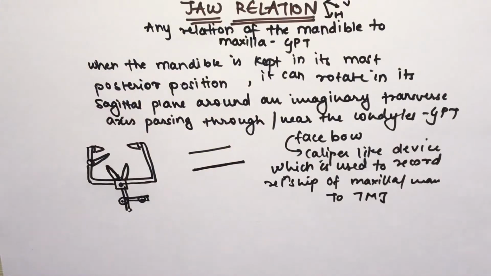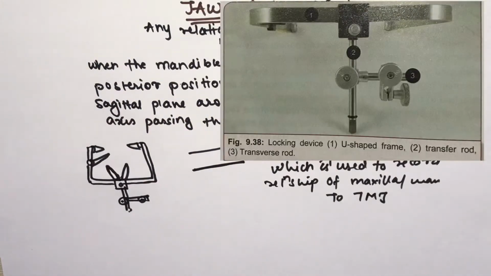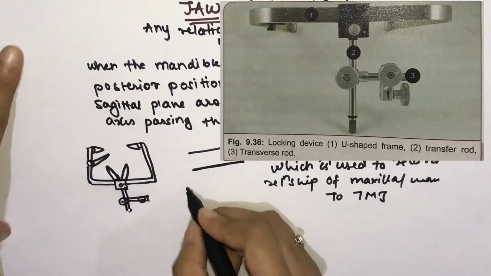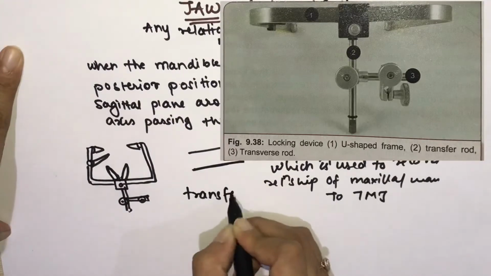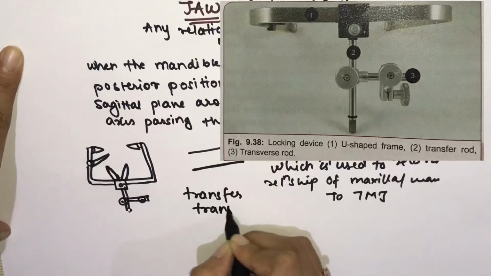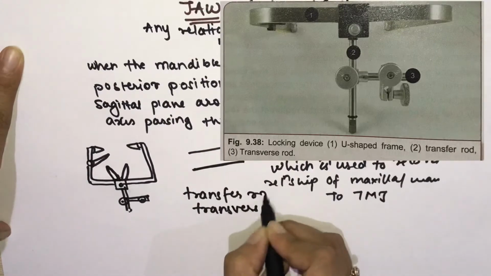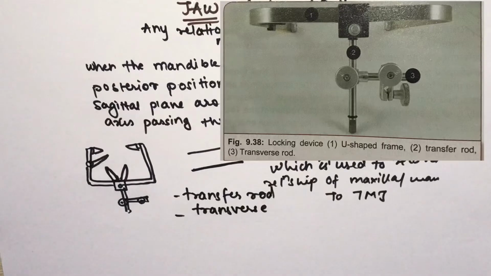Then the next is the locking device. So the locking device is part of the face bow. It helps to attach the bite fork to the U-shaped frame. This also supports the face bow, occlusal rim and the cast. So basically it consists of a transfer rod and a transverse rod. So there are two types of rod, transfer and transverse rod.